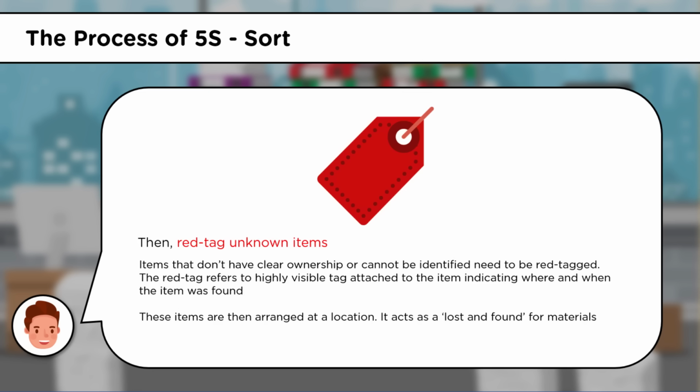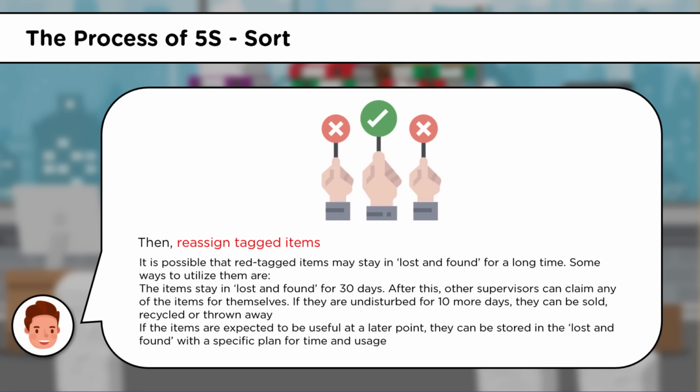Now we've red tagged unknown items. The items whose ownership isn't clear or which cannot be identified are red tagged. By red tagging, what you're doing is attaching a visible tag on the item, which includes information like where and when the item was found. The red tagged items are arranged in a particular location. It's likely that these red tagged items could stay in lost and found for a long time.